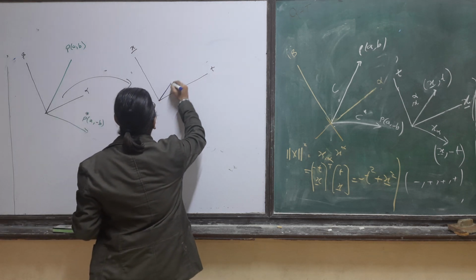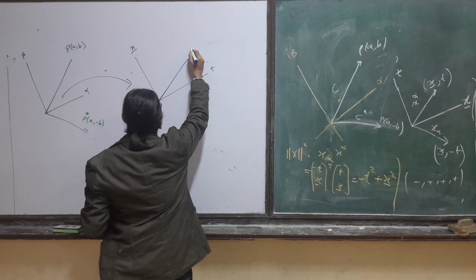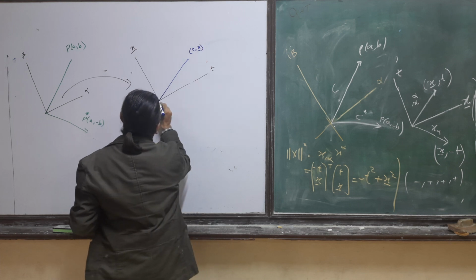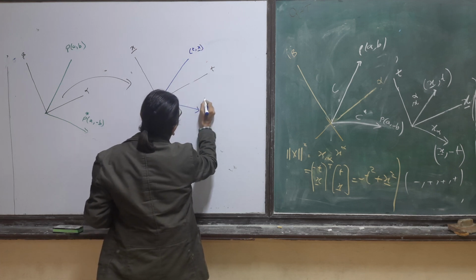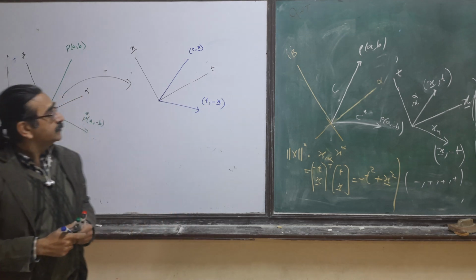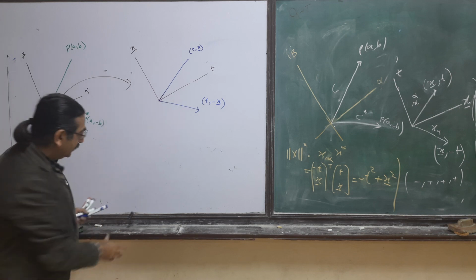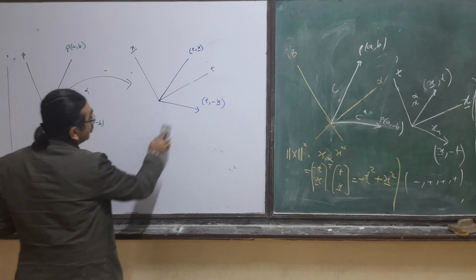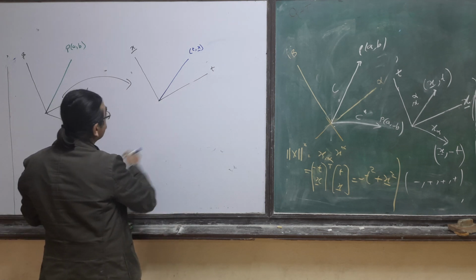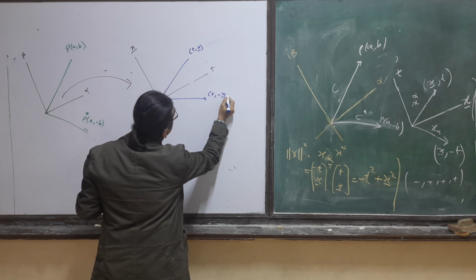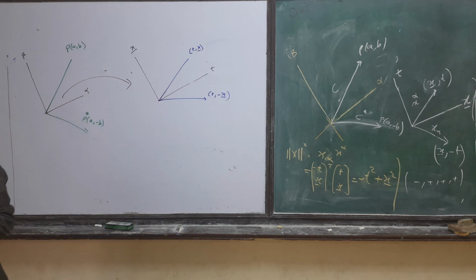So, if this is T, X, this will be T minus X. Yes? The Dirac matrix. T minus X. Okay?